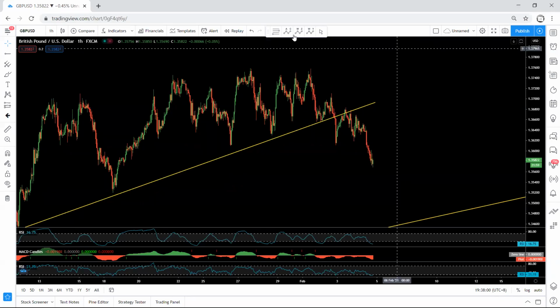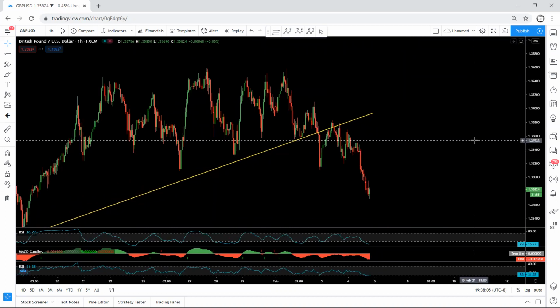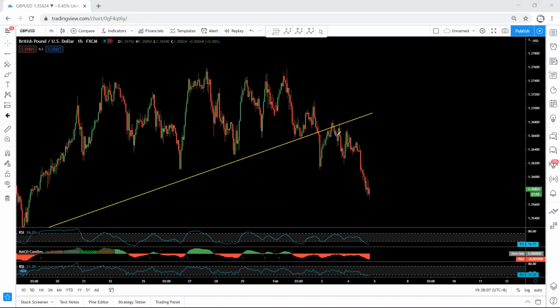Now we start with the 1 hour chart. If you refer back to my last video analysis when the price was here, we talked about how we can look for buy, and how, if the chart forms, we can look for sell.